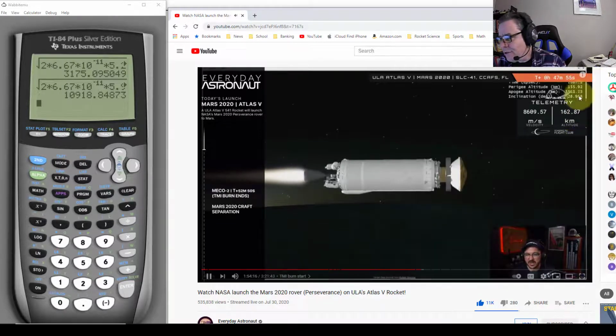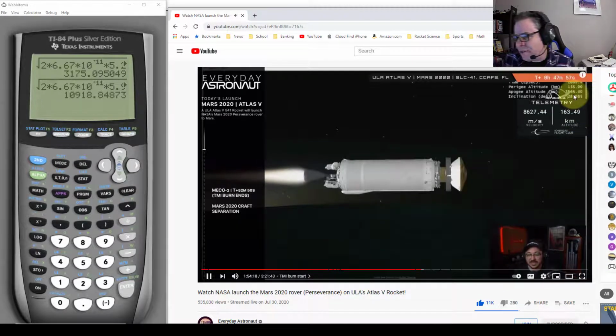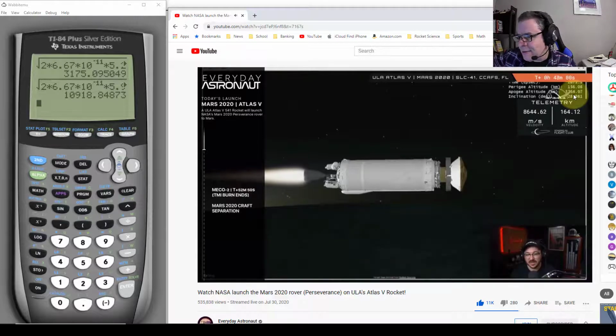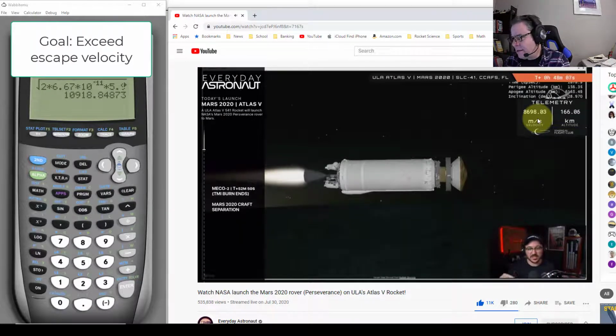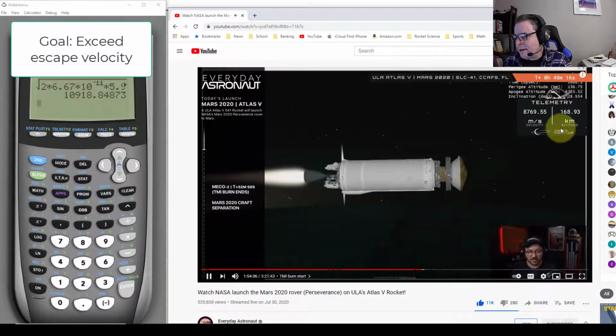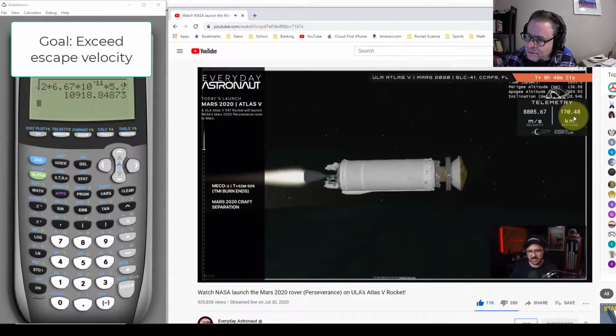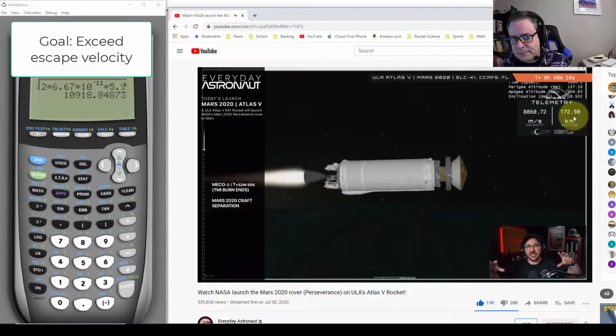And I can also notice just barely here how the apogee, the farthest distance, is climbing and climbing and climbing. And so we're looking for that to reach past 10,900 meters per second, something larger than 11,000 meters per second, to be on the way to Mars. And we'll see that altitude increase up to, I think it was something like 500 kilometers at the point when it finally was on its way to Mars.